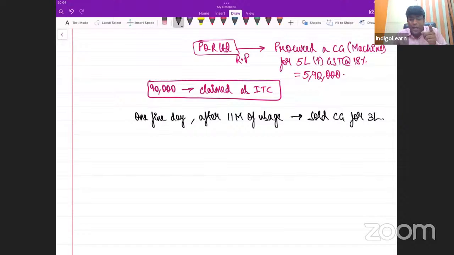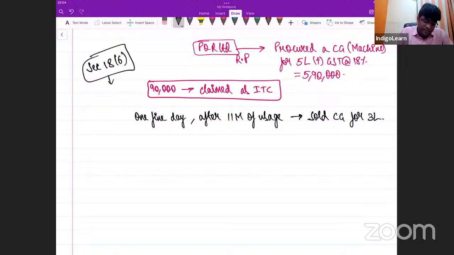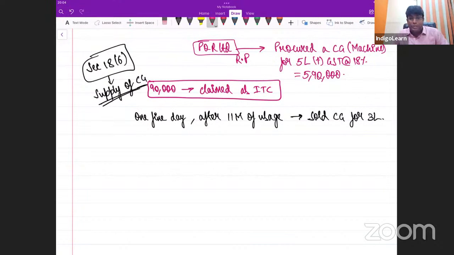We gave you credit because we wanted you to use that machine for business purpose. But if you sell that machine, we are not at all okay. Then what they said is, we'll apply provisions of section 18 subsection 6, which talks about supply of capital goods on which we have claimed input tax credit.